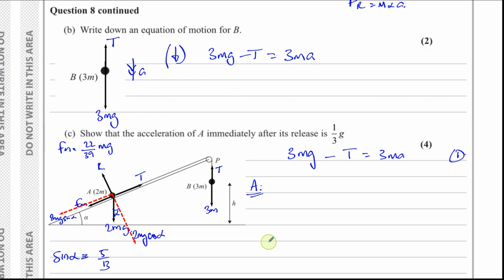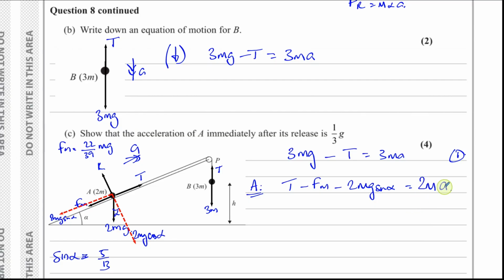Okay, so for A, the equation of motion is accelerating up with the same acceleration as this is going down. The a's are the same, the T's are the same. So the resultant force acting on A is T minus F max minus 2mg times sine alpha, and that's equal to its mass, which is 2m, times its acceleration, which is a.